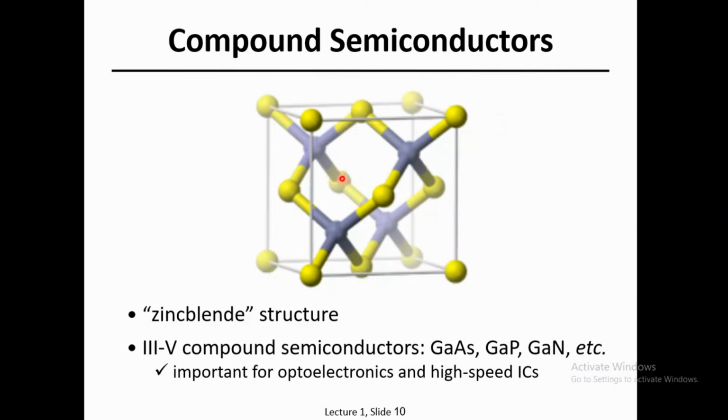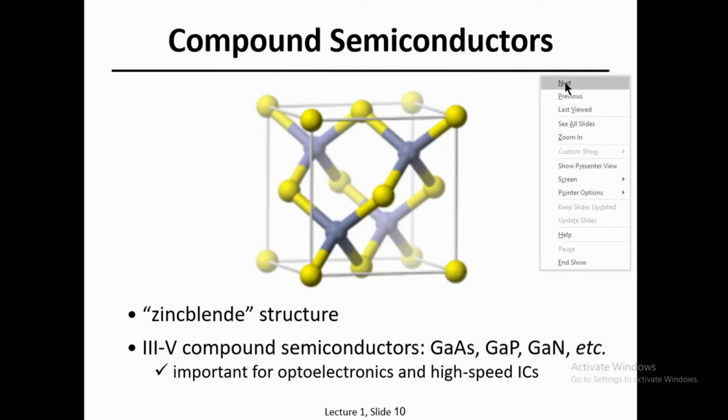Okay, if we're talking about compound semiconductor, then with the compound semiconductor, we have the zinc blende structure. We said for elemental, we have the diamond structure. For compound, we have the zinc blende structure. And as I told you, it is important for optoelectronics and for high-speed IC as well.